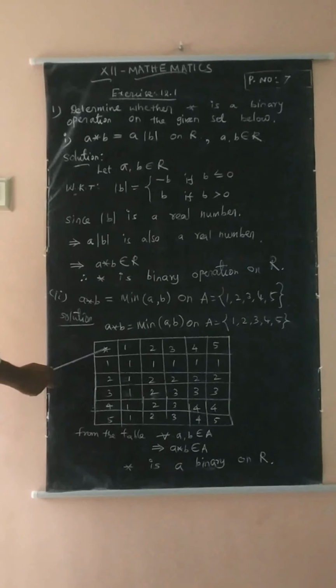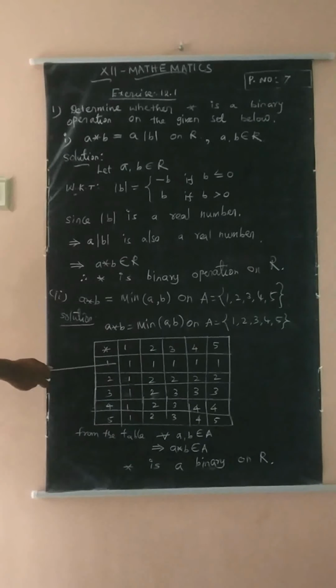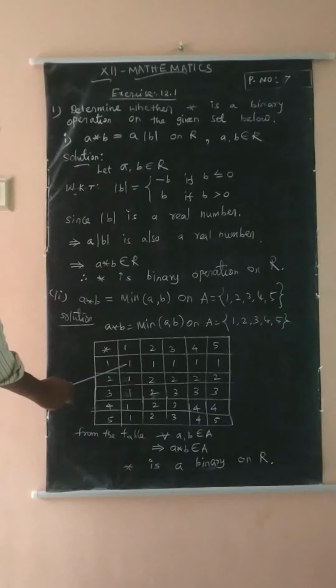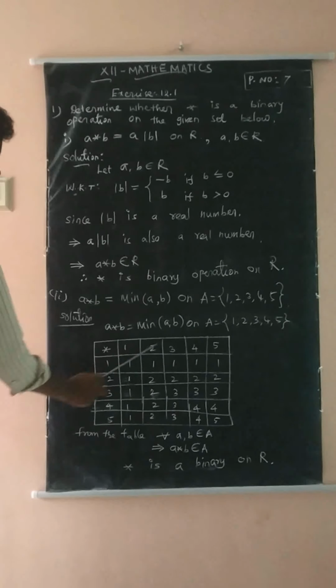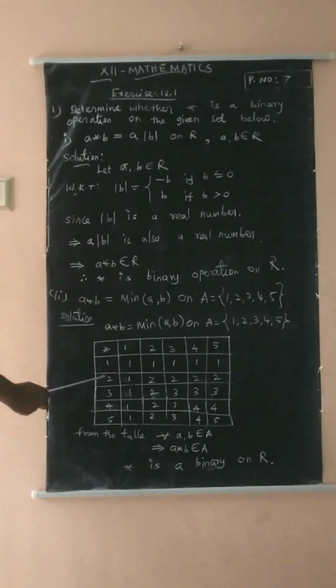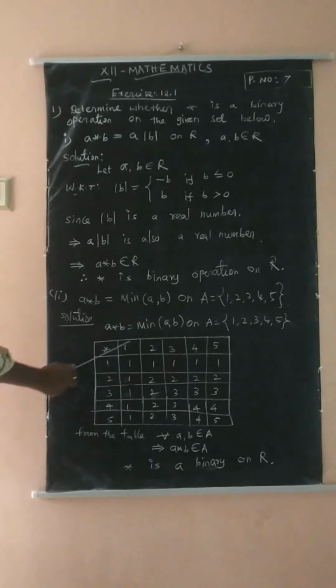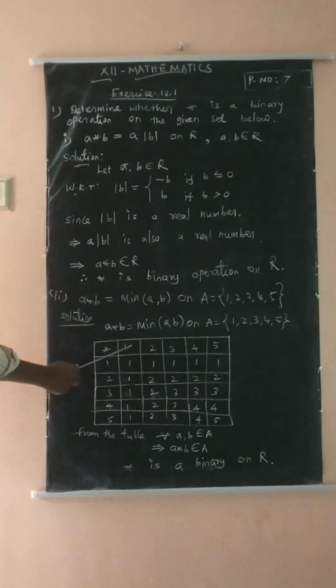Now draw a table for the star operator. Give the values 1, 2, 3, 4, 5 along the rows and 1, 2, 3, 4, 5 along the columns. Now 1 star 1 is the minimum of 1 comma 1, which is 1. 1 star 2, 1 star 3, 1 star 4, 1 star 5, the minimum is 1. In the same manner, 2 comma 1 gives 1, 2 comma 2 gives 2, 2 comma 3 is 2, 2 comma 4 is 2, 2 comma 5 is 2.